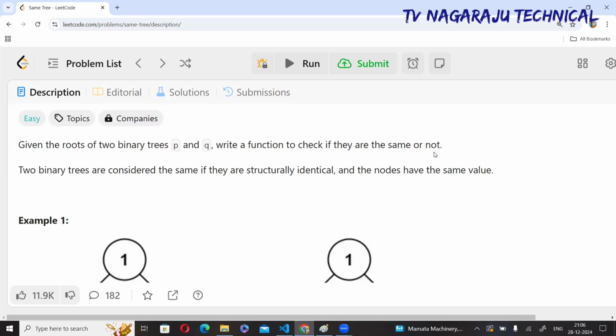Based on what condition are we saying the two trees are the same or not? So they gave the condition also. Two binary trees are considered the same if they are structurally identical. Means the structure of the two trees is the same and at the same time the nodes have the same value.